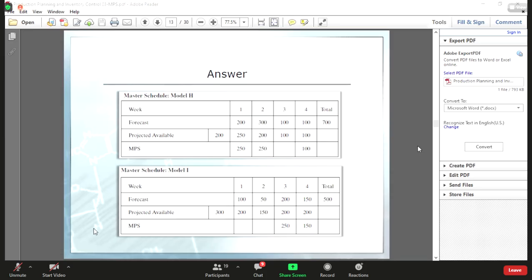Sir, what about the inventory control? Come again? About the inventory control. I cannot hear. Inventory control, sir. Oh, inventory control. Okay. Inventory control we discuss after, I think in session 5, after we finish everything. Okay, sir. Thank you.